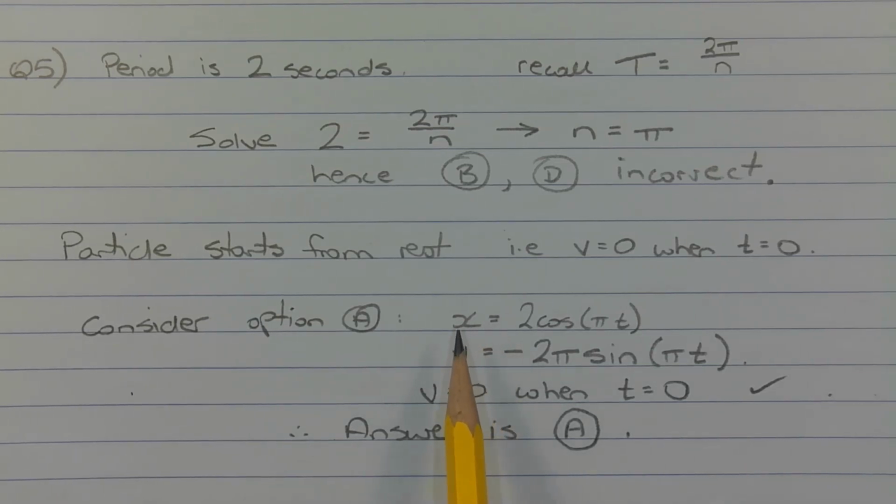So differentiating x with respect to t, we get v is equal to negative 2 pi times sine of pi t. And substituting t equals 0 here, we get negative 2 pi times 0, which of course is 0. So the velocity is 0 when t is 0, therefore the correct answer is option A.